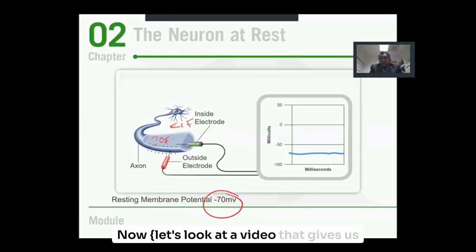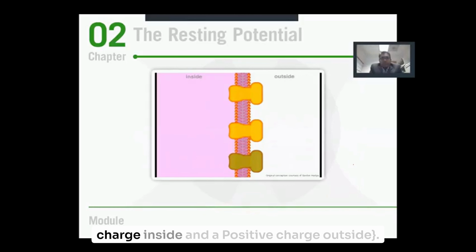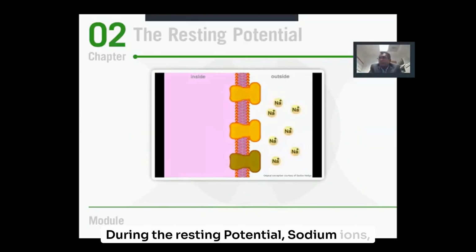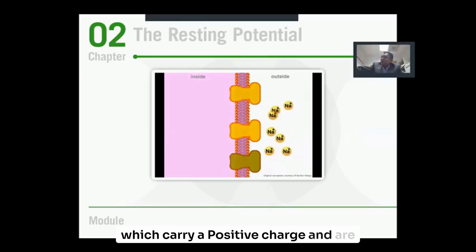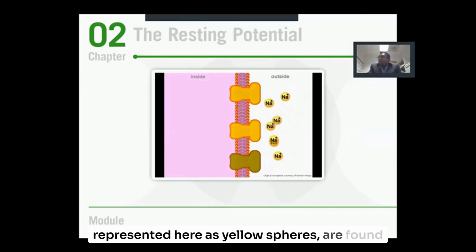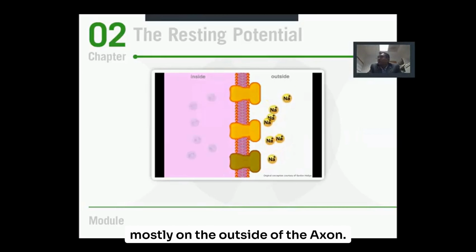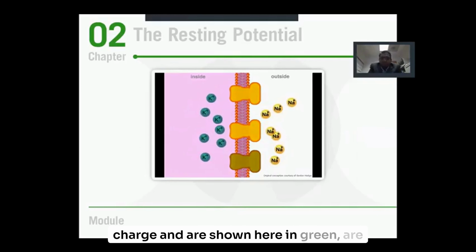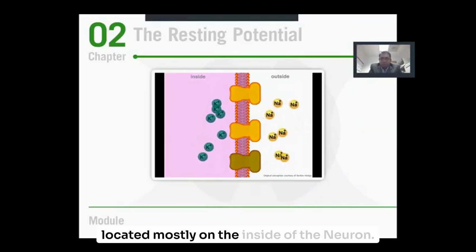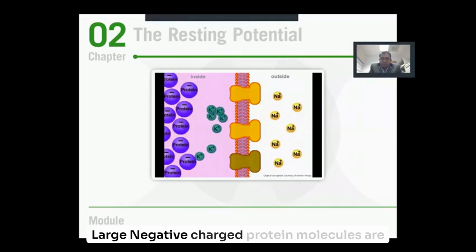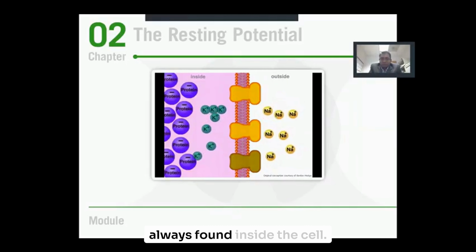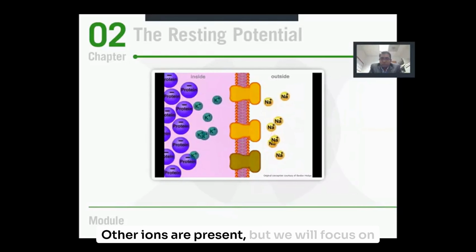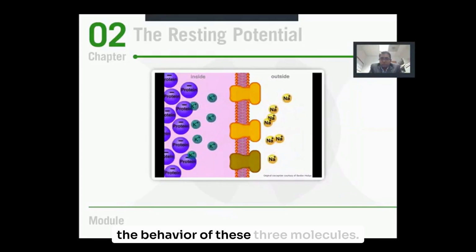Now, let's look at a video that gives us information about why there is a negative charge inside and a positive charge outside. During the resting potential, sodium ions, which carry a positive charge and are represented here as yellow spheres, are found mostly on the outside of the axon. Potassium ions, which also carry a positive charge and are shown here in green, are located mostly on the inside of the neuron. Large negative charged protein molecules are always found inside the cell. Other ions are present, but we will focus on the behavior of these three molecules.